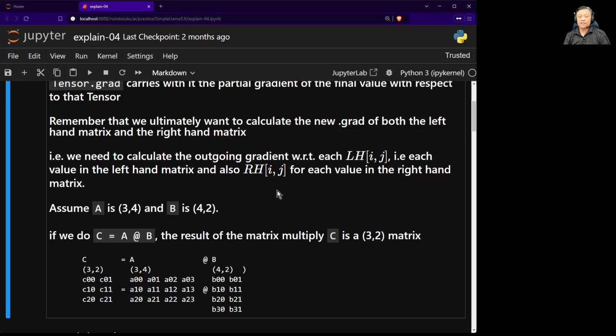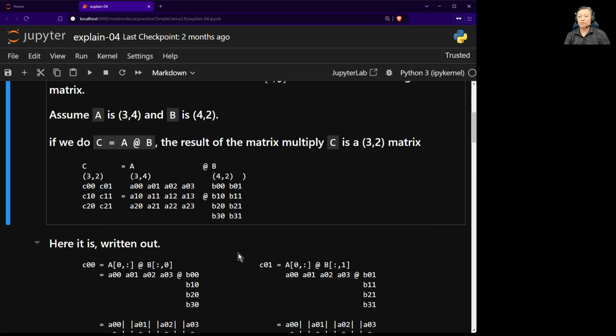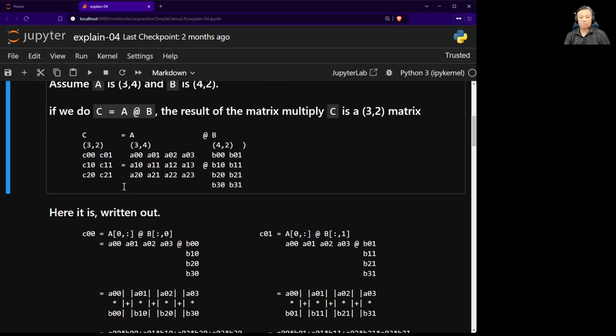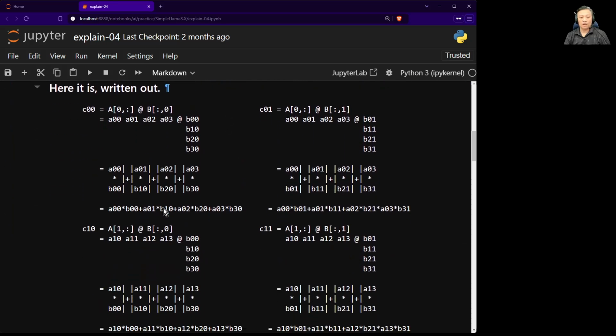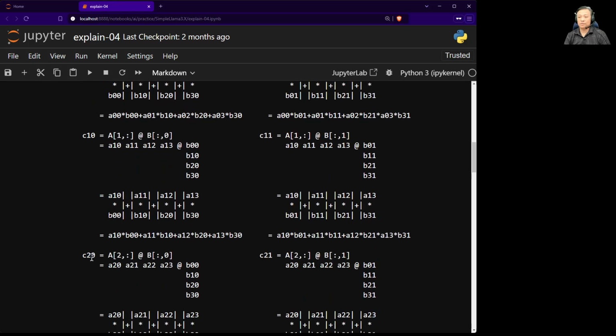So if A's shape is 3 rows and 4 columns, and B's shape is 4 rows and 2 columns, if we do C equals A matrix multiply B, the resulting matrix is going to be a 3 by 2 matrix. So here is each cell of the matrix multiply written out. Okay, so here are each of the cells, C0, C1, C10, C11, C20, C21.